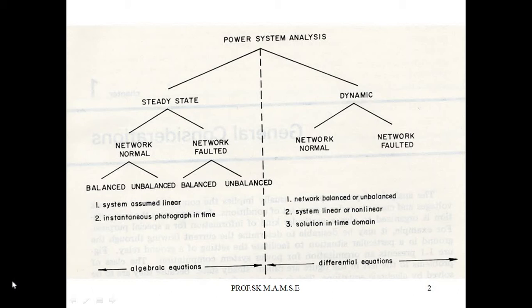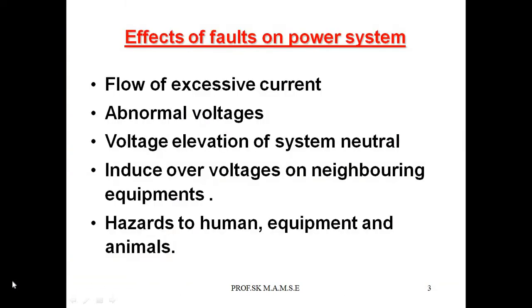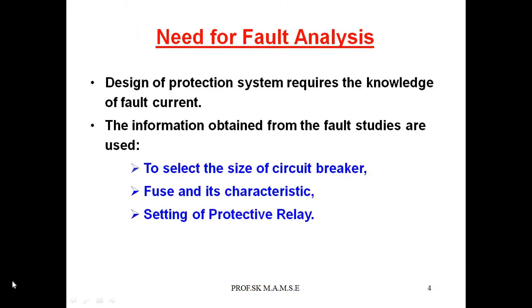The first one, network balanced or unbalanced. Second, system linear or non-linear. Third, solution in time domain, differential equation. Effect of faults on power system: flow of excessive current, abnormal voltages, voltage elevation of system neutral, induced overvoltages on neighboring equipment, hazards to human, equipment and animals.